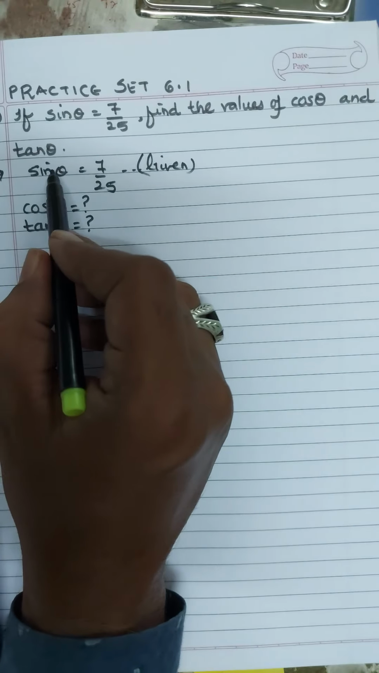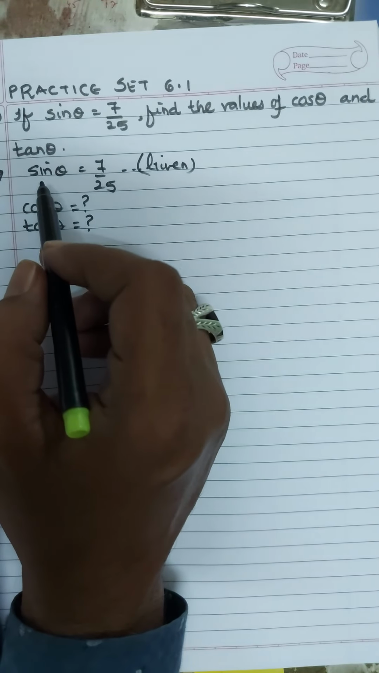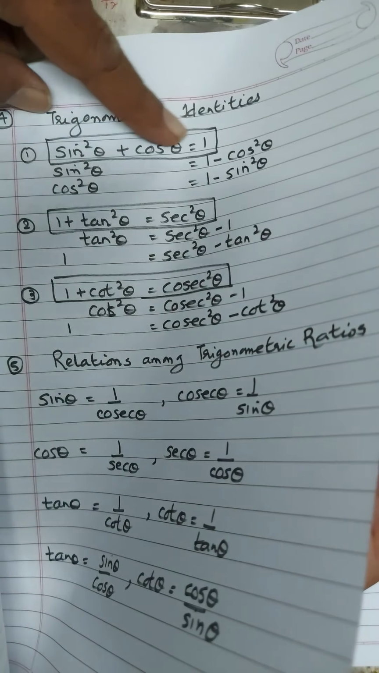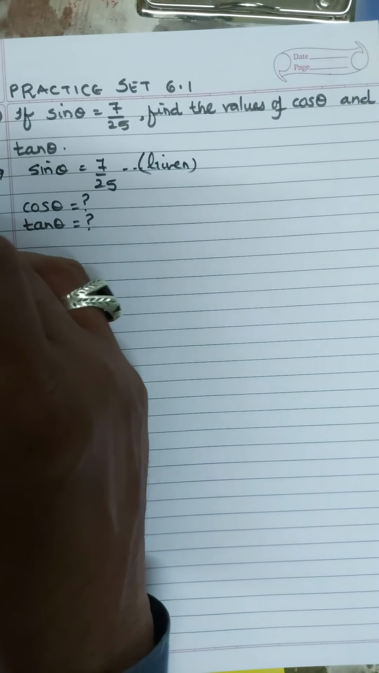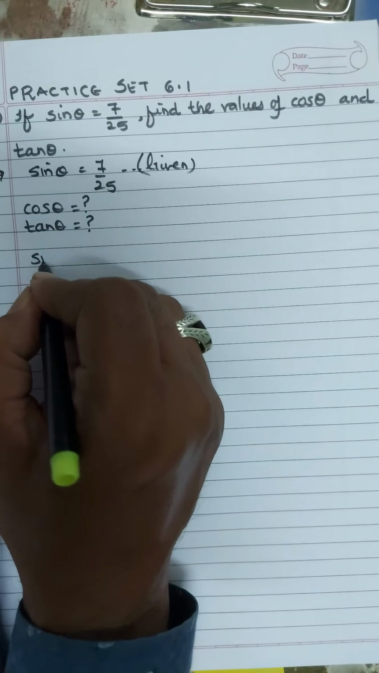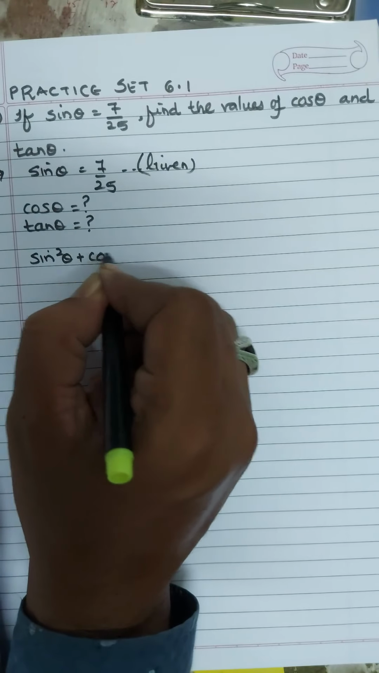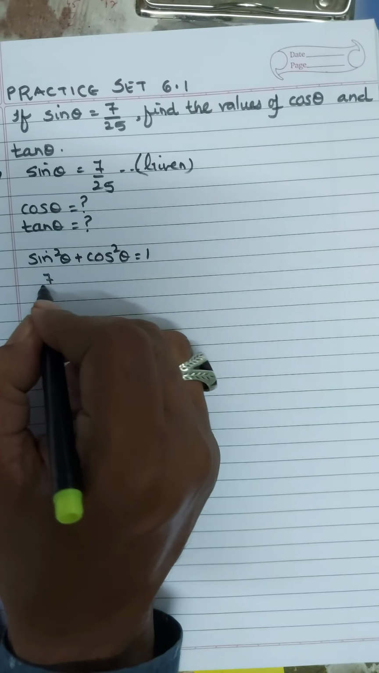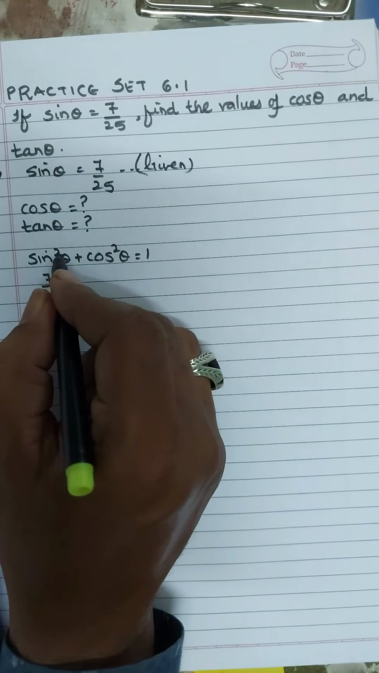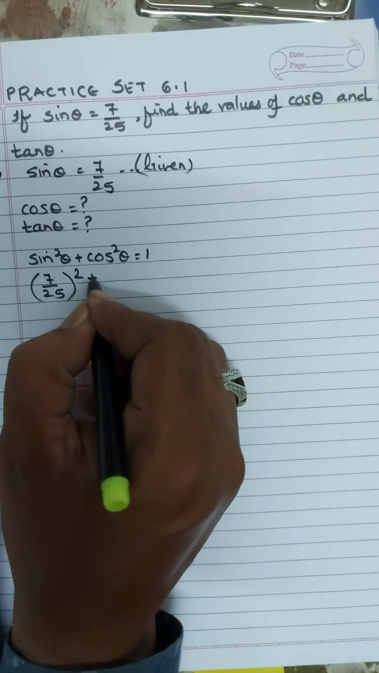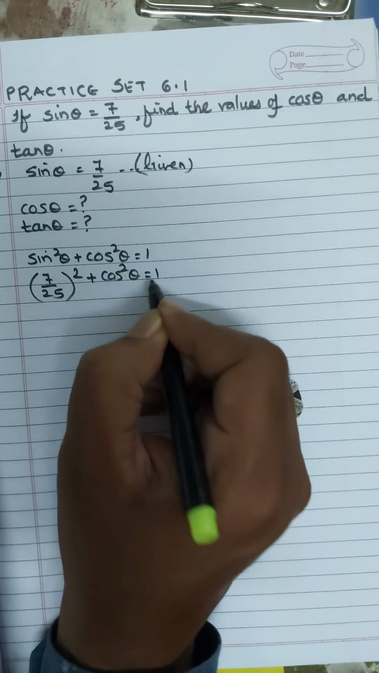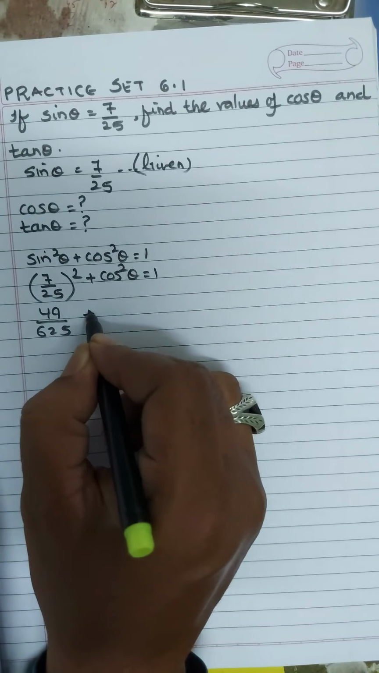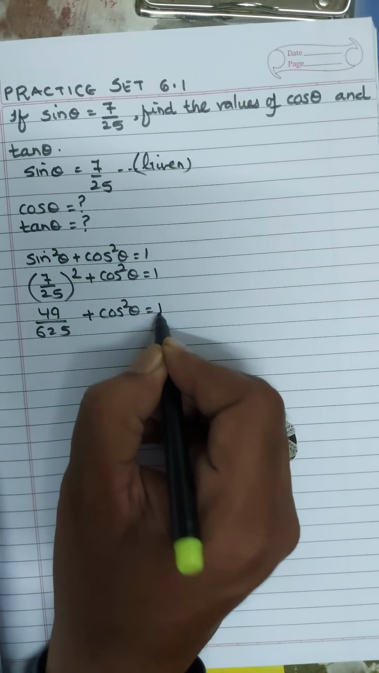Okay, now if you see sin theta and cos theta, the trigonometric identity is there: the first identity, that is sin square theta plus cos square theta equal to 1. Okay, sin theta we already have the value, so it is 7 upon 25. Now in the formula the square is there, so we need to put the square also: (7/25) square plus cos square theta equal to 1. 7 square is 49, 25 square is 625, plus cos square theta equal to 1.